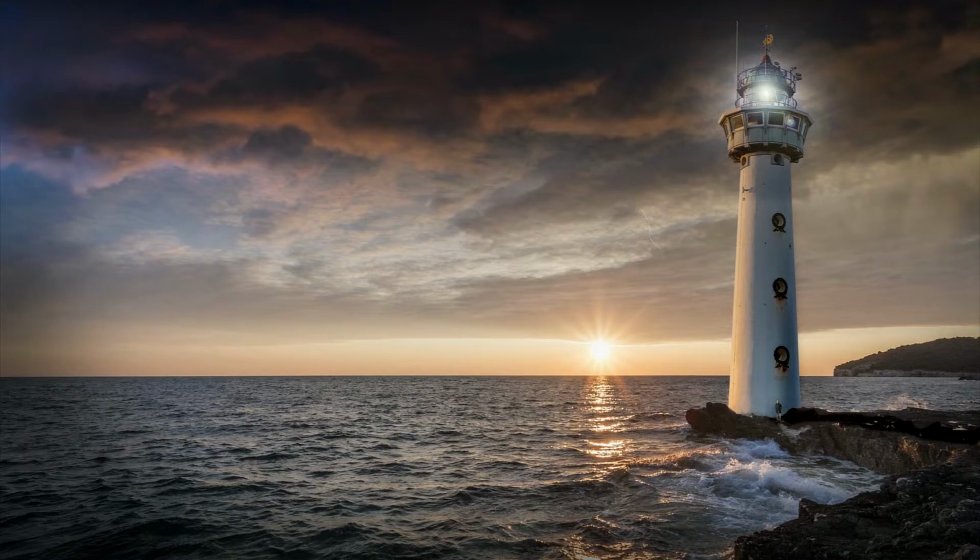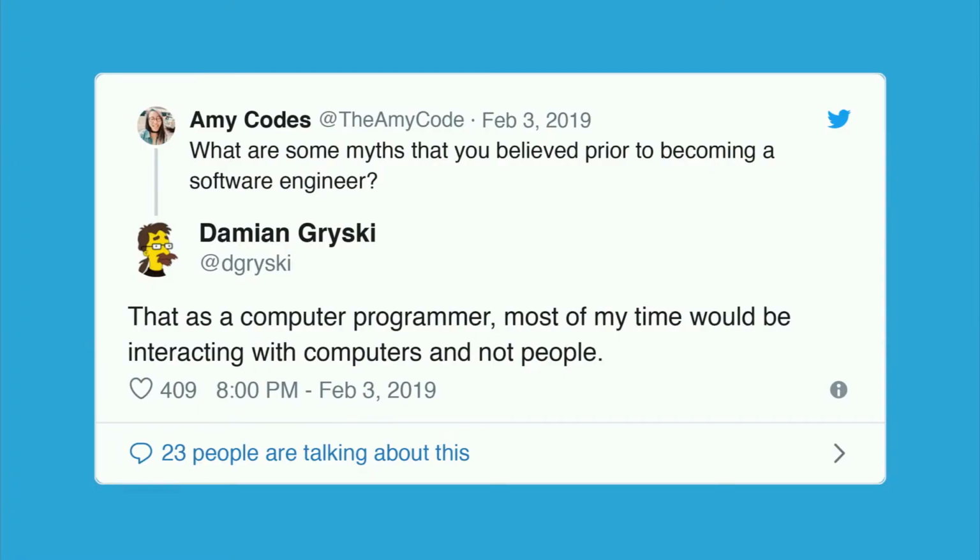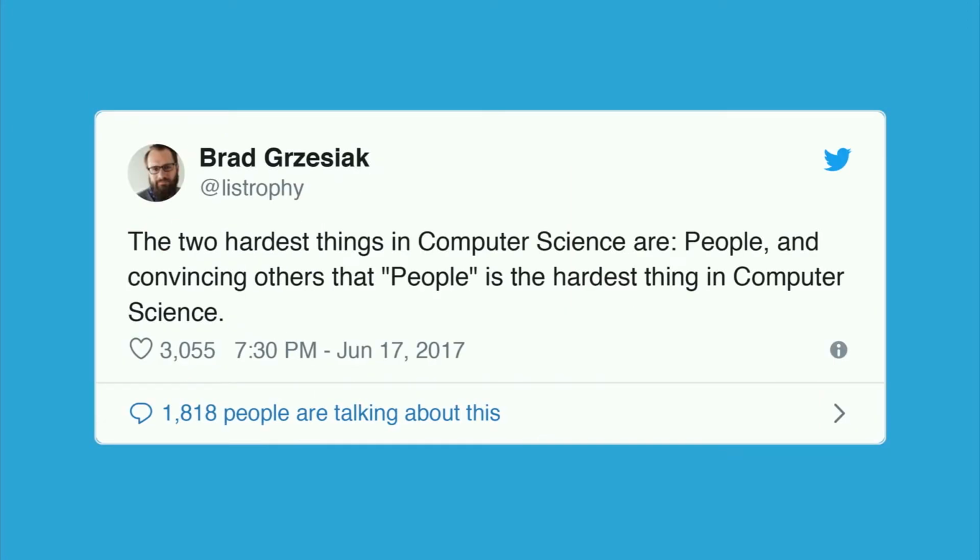Contact with people is inevitable at any work, well, unless you work in a lighthouse. If someone told you when you were becoming a software engineer that most of your time would be interacting with the computer and not people, then, sorry, they lied. And if someone told you that there were only two hard things in computer science, cache invalidation and naming things, then, well, they lied as well. In fact, the two hardest things in computer science are people, and convincing others that people is the hardest thing in computer science.